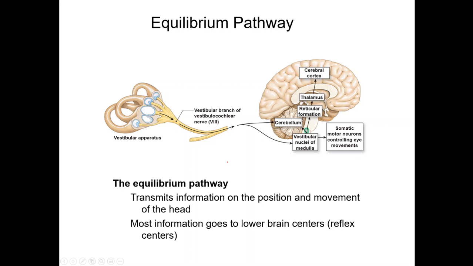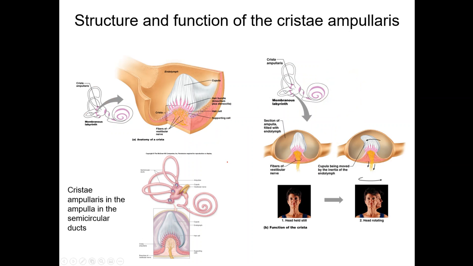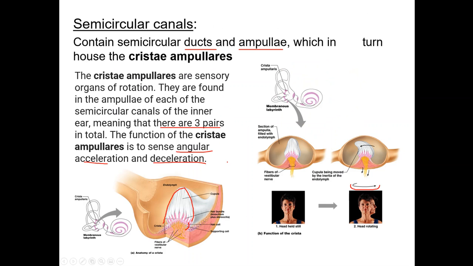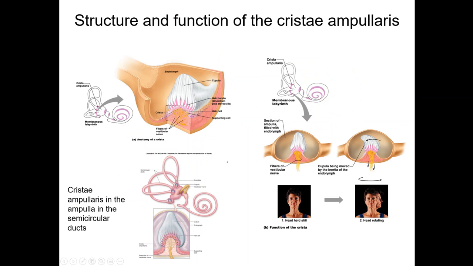Okay, so I just wanted to show you now, sorry, this was another slide here, another picture, another detail of the cristae ampullares, and there are 3 pairs, 1, 2, and 3, with the hair cells. I don't know if you can see them very well down here.